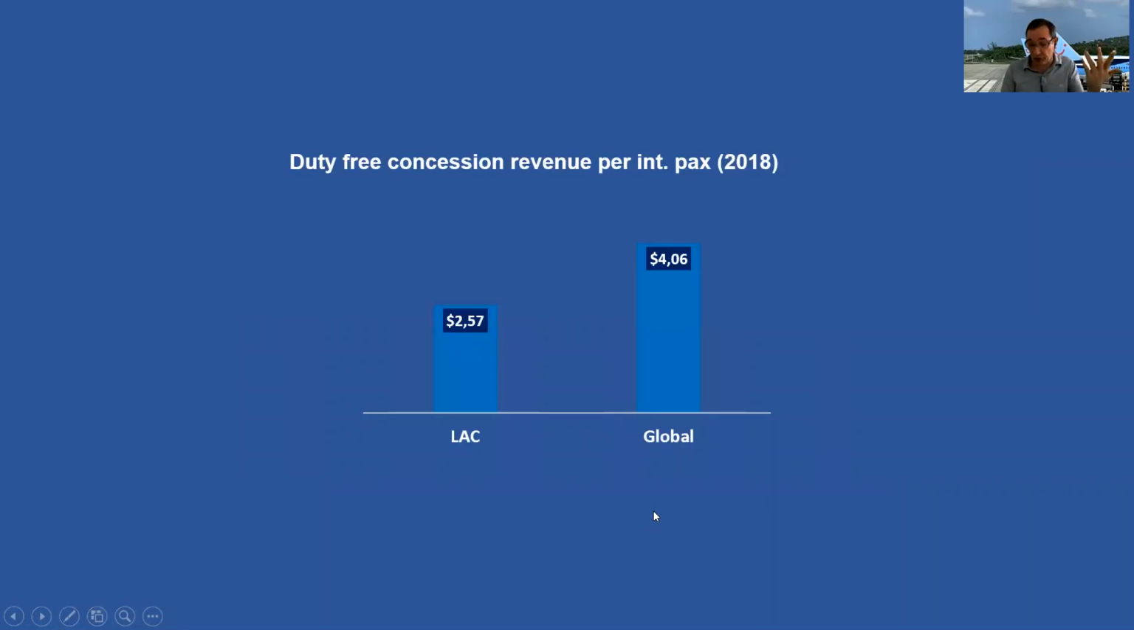I just wanted to show you also, for your interest, the difference in duty-free concession revenue. So this is only looking at duty-free sales in airports in our region as compared to global. Now, $4.6 per international passenger versus 2.57. Does this mean that we can do better? Well, maybe we can, but it is true also that the global figure is very much influenced by Asia Pacific, where that number is almost double, if not double. I can share that with you if you are interested.